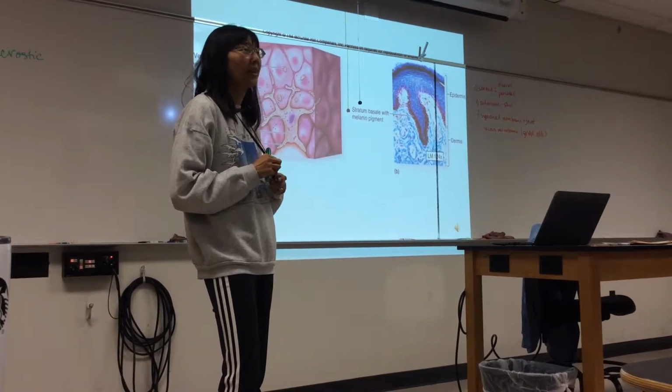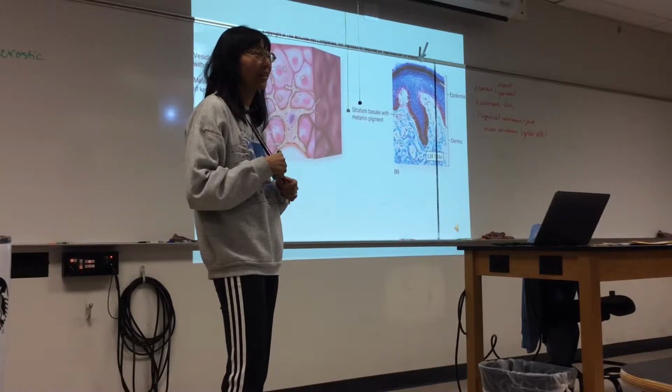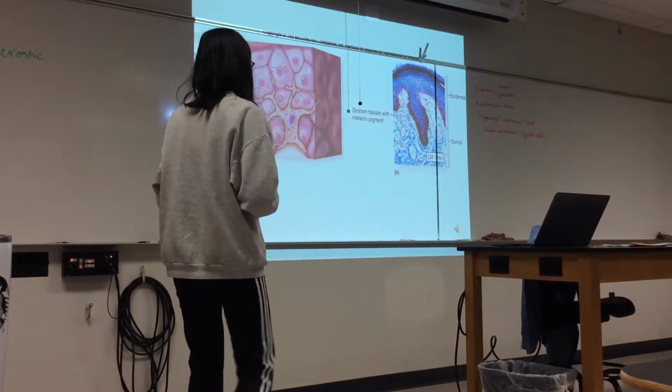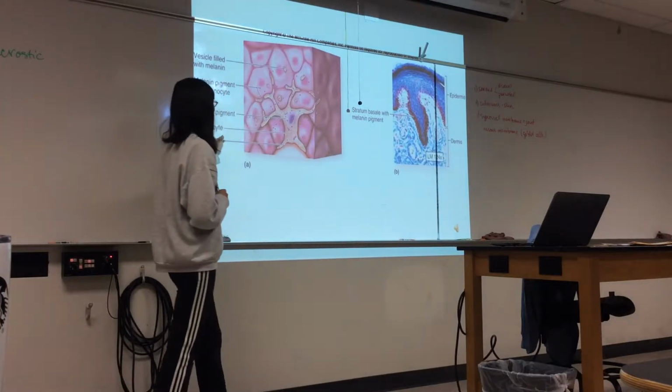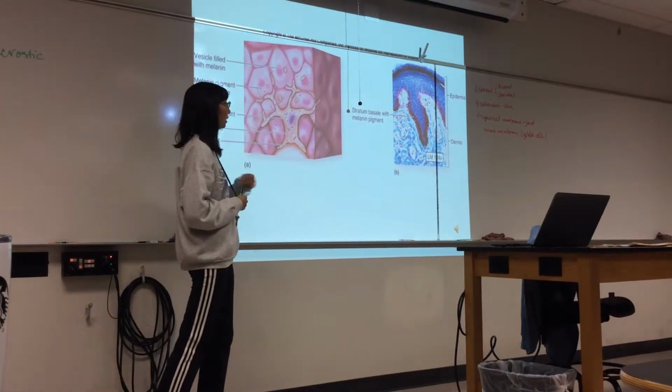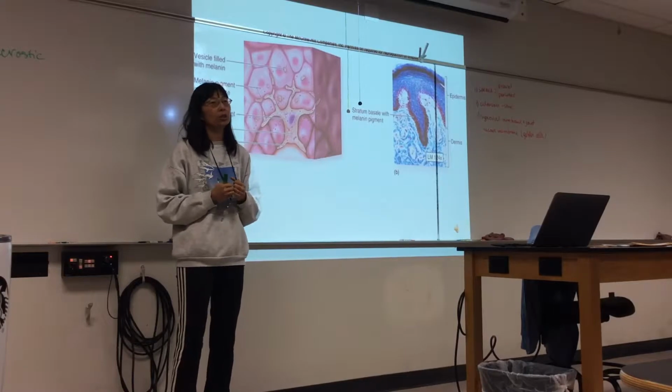I don't remember, but anyway, you can look that up, you can Google that. But yeah, the melanocytes, remember, they make melanin and give you the skin color. Okay, I'm gonna tie this into endocrine.